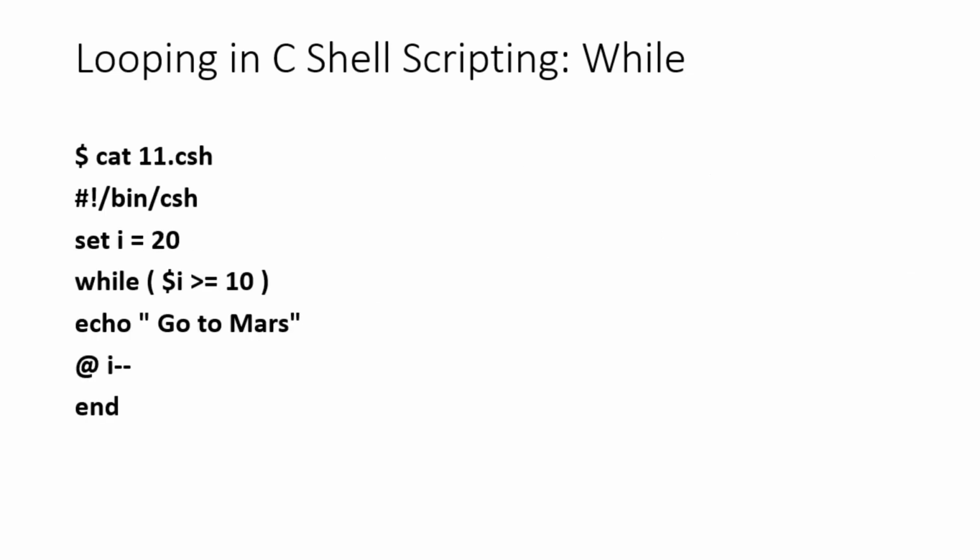An example of while looping. Consider the script 11.csh. Pay attention to the statement $i is greater than or equal to 10. We know that the value of i equals 20. So the while loop will continue iterating until $i greater than or equal to 10 becomes false. It will only become false when i equals 9. Then the loop terminates. So the script will loop 11 times to get to 9 and terminate. Look at the decrement counter, minus 1, which decreases the value of i by 1 in each loop.